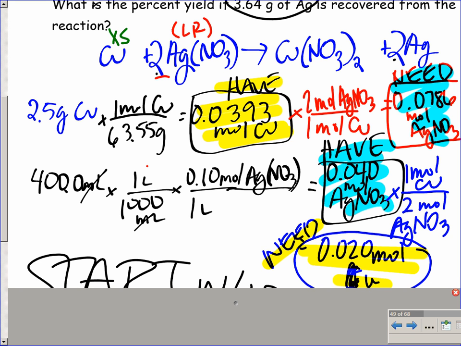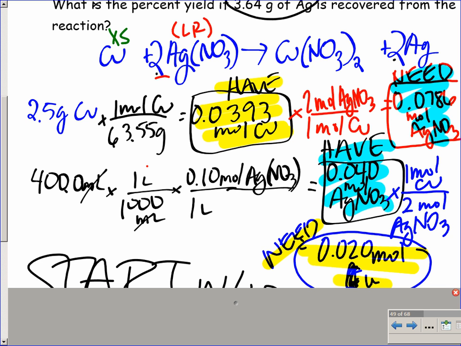which when I did my 1 to 2, where am I getting this 1 and 2? Balance chemical equation yet again, but I'm putting the copper on top this time, whereas I put the silver nitrate on top that time. It's because I'm doing the opposite. So I got 0.02 moles of copper that I needed.